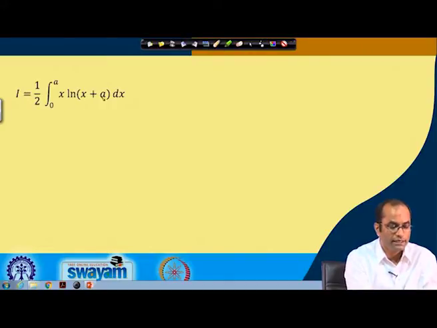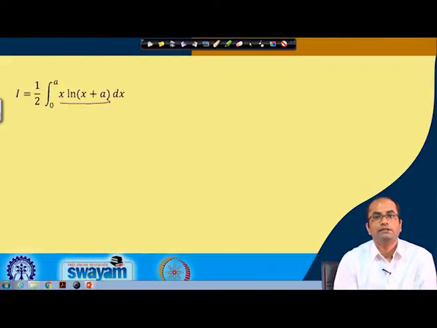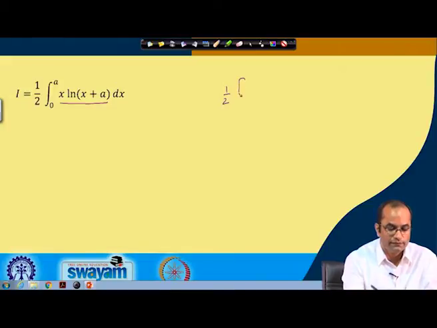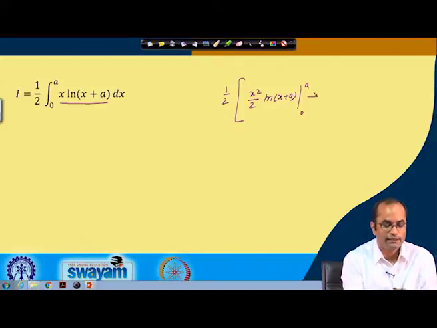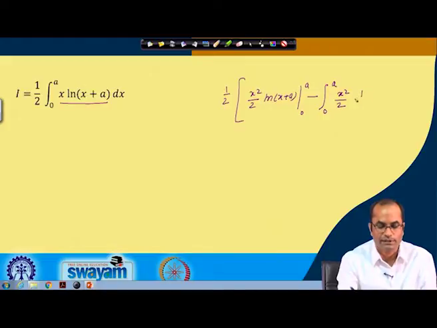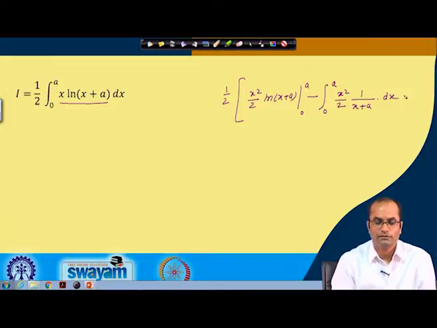So, this is again easier. We have to apply the idea of integration by parts. So, we will do that. Here half as it is, and then we have here the x, which will become x square by 2, ln(x plus a) for the integration by parts 0 to a, and then minus again 0 to a, this will become x square by 2, the integral of x, and then the differentiation of this ln(x plus a) will be 1 over x plus a, and then we have this dx.